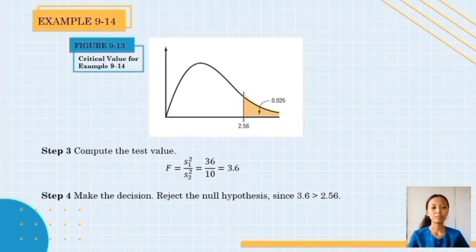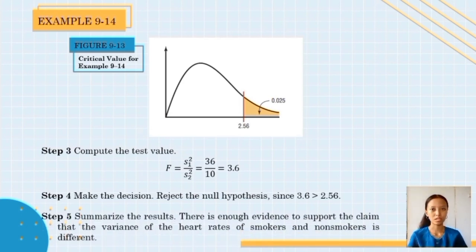Since our test value 3.6 is greater than our critical value 2.56, we are going to reject the null hypothesis, which means that there is enough evidence to support the claim that the variance of the heart rates of smokers and non-smokers is different. Do you understand, class, how to find the difference between two variances from that example?